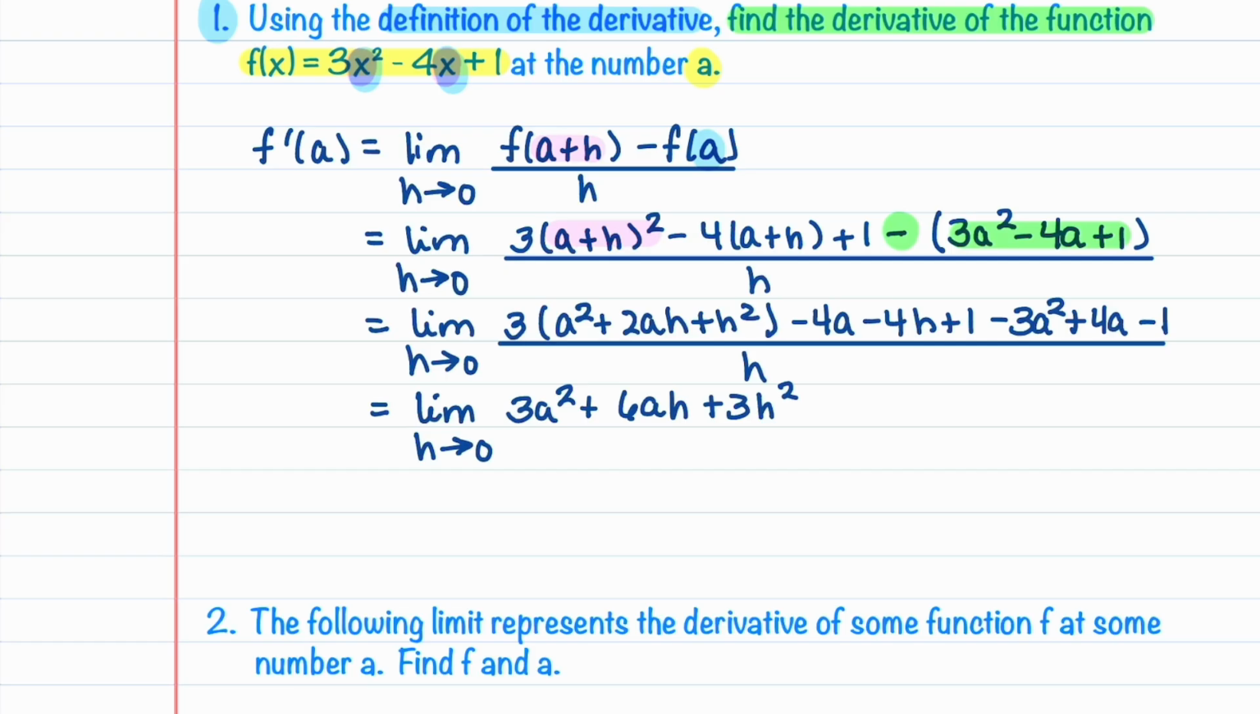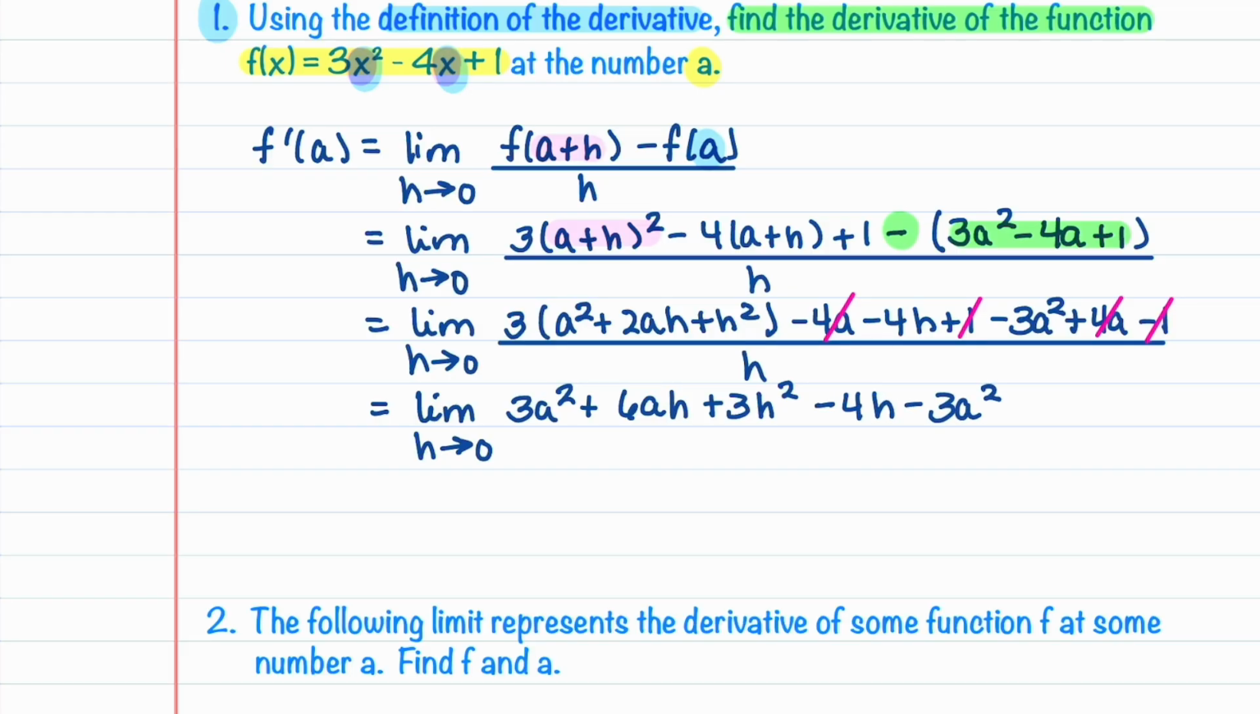And now before we go ahead and copy down all those terms again, let's see if anything cancels. Do you see that the minus 4a cancels with the 4a and the 1 cancels with the 1? Now we don't have to write those down again. And all we have to write down is minus 4h minus 3a squared. And then we have our h in our denominator. Let's again look and see what cancels. This term cancels with this term, and nothing else cancels, but notice these three terms.